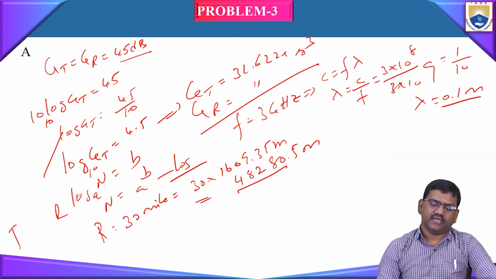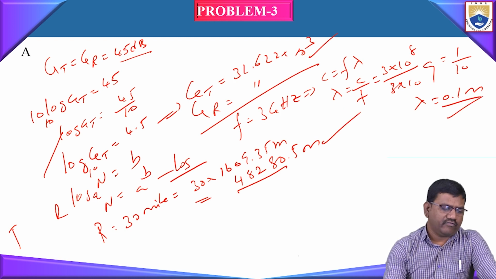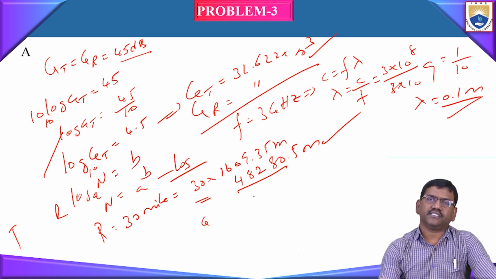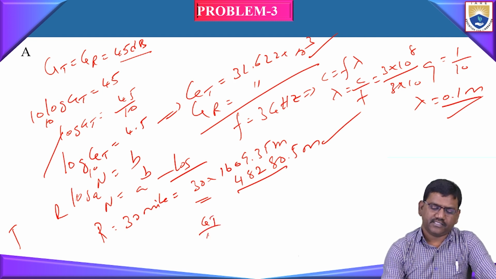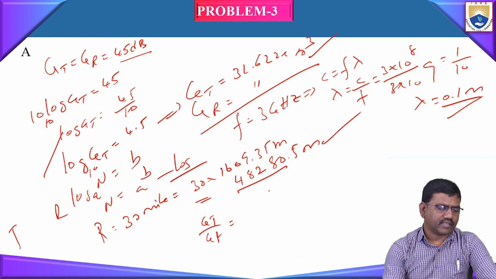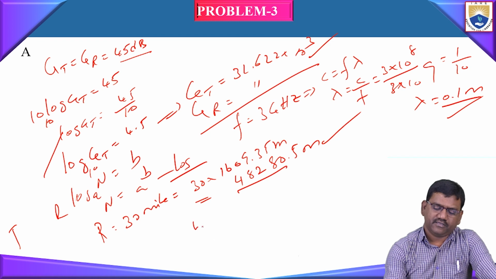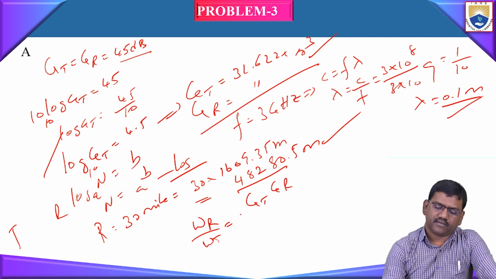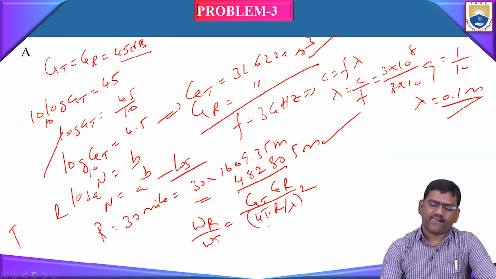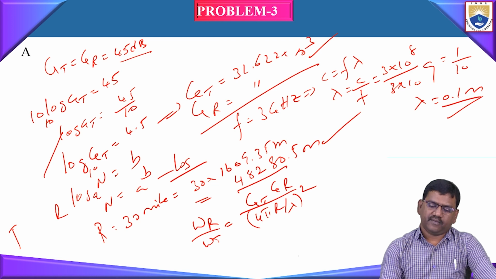After finding out all these values, from Friis transmission formula, we know that there is a relationship between the power transmitted and the power received. WR by WT is equal to GT GR by 4 pi R by lambda whole square.